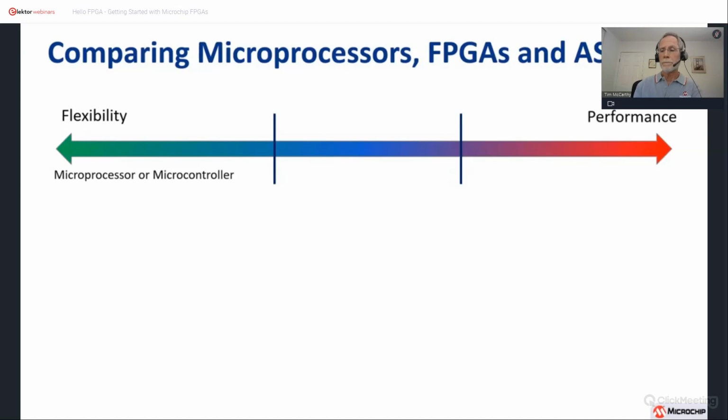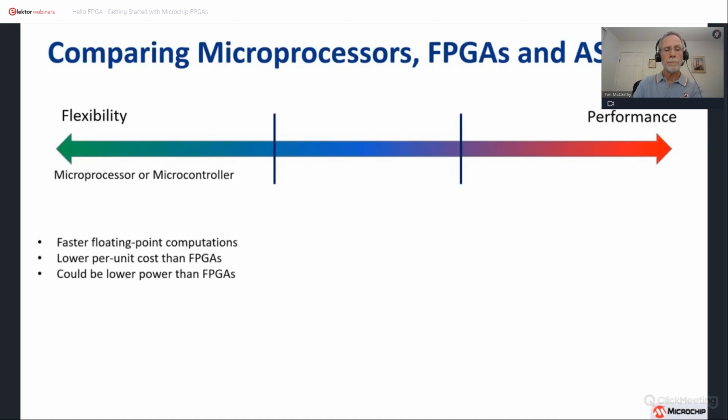Microprocessors and microcontrollers execute programs based on the processor's instruction set. A general-purpose processor is flexible because a designer can write new code to add functionality or correct bugs, but the microprocessor architecture might not be tuned to the specific application. For example, it might take many clock cycles to perform a multiplication operation on two numbers. Compared to an FPGA, a general-purpose processor has faster floating point computations, is lower per unit cost than an FPGA, and may be lower power than an FPGA.